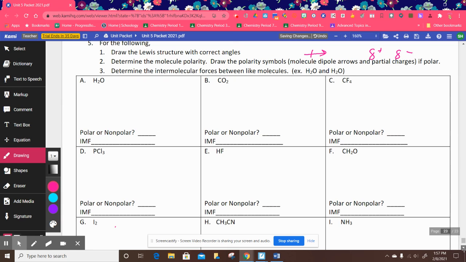And then based on the polarity, nonpolar, London dispersion forces would be the strongest, dipole-dipole for polar, and then hydrogen bonding if hydrogen is bonded to N, O, or F. So you'll record that here. So choices here are LDF for London dispersion, dipole-dipole, which we can abbreviate DD, and then HB for hydrogen bonding.